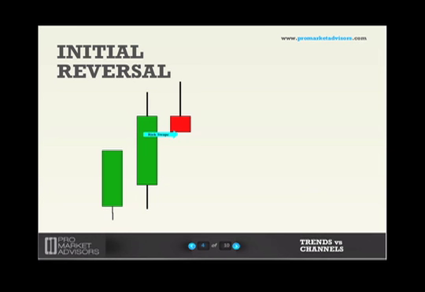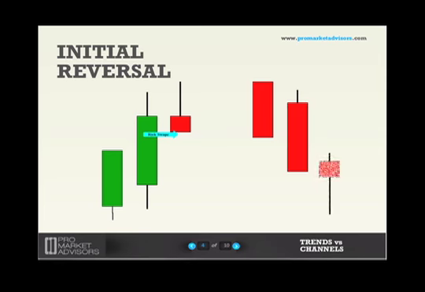Now, if we see this happen at a resistance, we look for the confirmation. That's the entry point, where we get a red candle that closes lower than the shooting star. That falls into the same kind of category that would happen at the bottom of a downtrend.